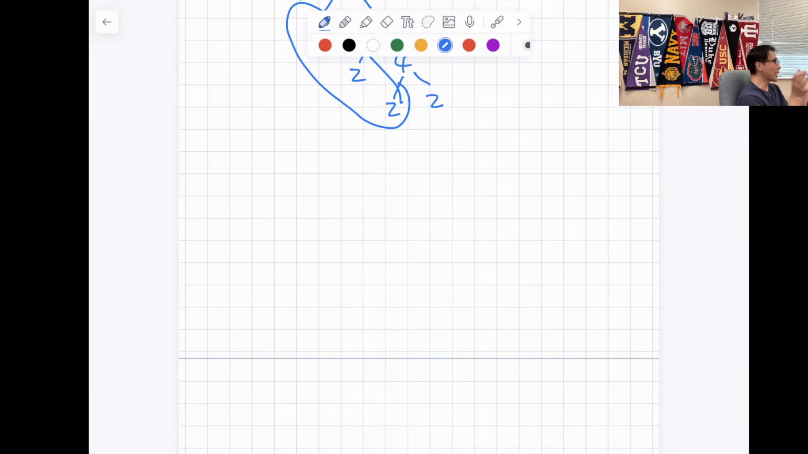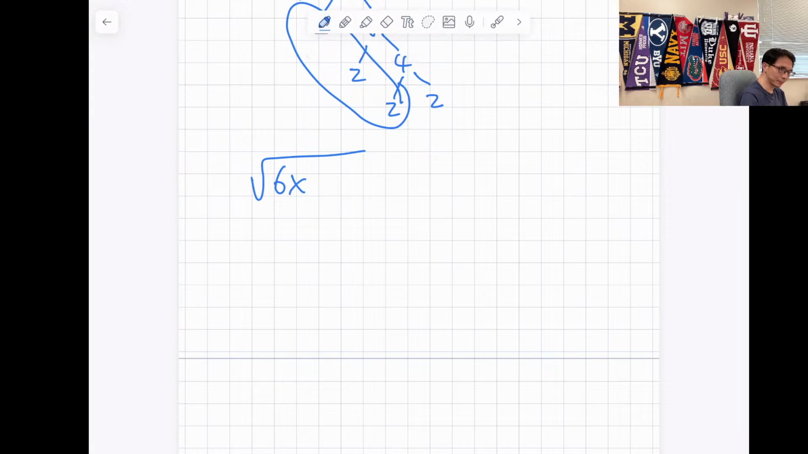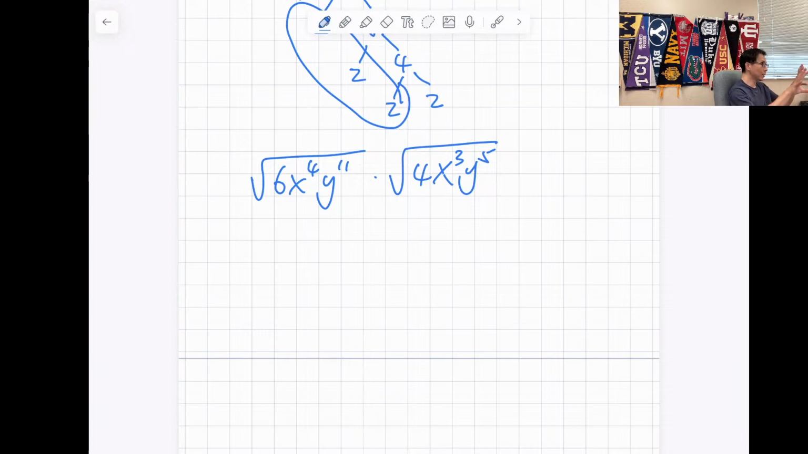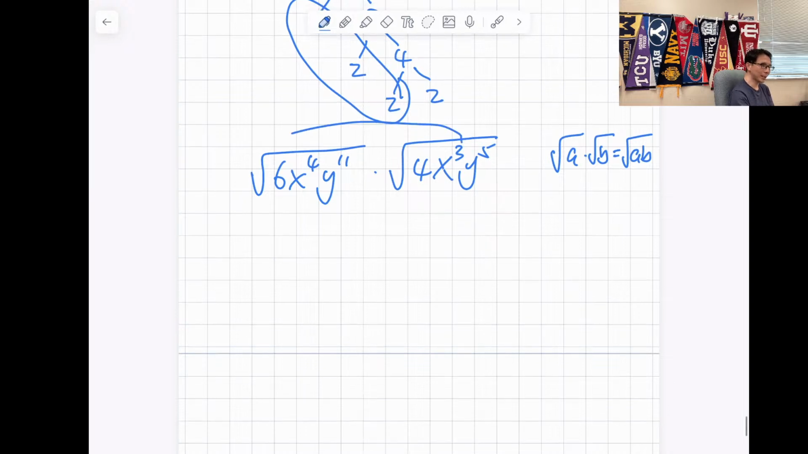I'm gonna have 2 radicals multiplied together. So if I have 6x to the 4th, y to the 11 times, I don't know, 4x to the 3, y to the 5. I say, hey, can you simplify this radical? Now remember, if you have 2 radicals multiplied by each other, is it equal to what? The root of AB, right? Good job. So can you simplify this? But make sure you join the 2 radicals together and try to escape the jail. Okay, let's see if you guys can do it.